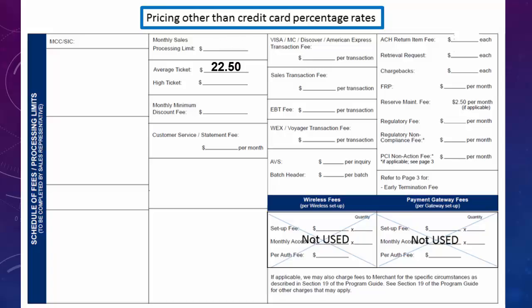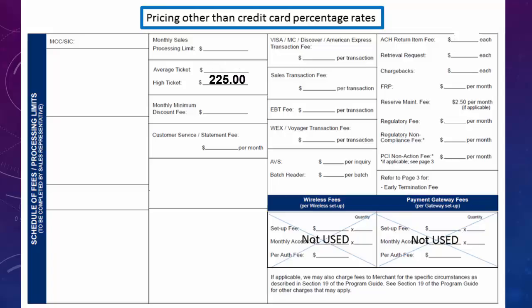The second section here is average ticket. This is simply the amount that is run on average per transaction. It's not per person, but per transaction. This can be established by taking the existing processing volume and dividing it by the total number of tickets or total number of transactions, and that'll tell you the average ticket. Here in this example, we're saying the average ticket is $22.50.